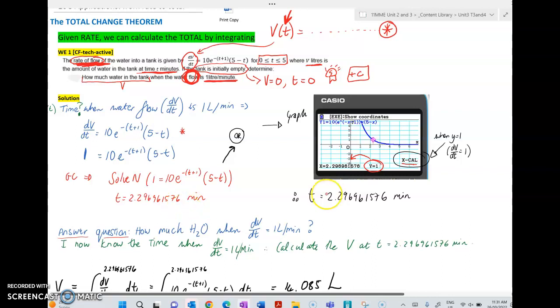All right, so now you have the time. Now that you've got the time, you can use that to find the volume of water. But what do you have to do to that function you got given? You've got to integrate it.